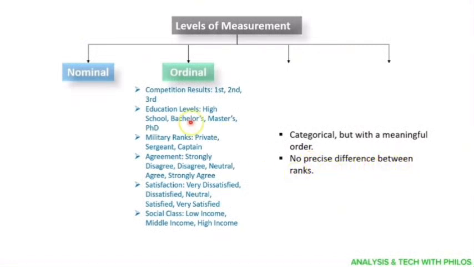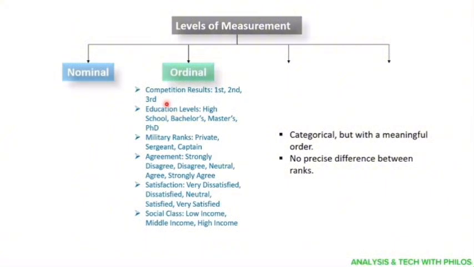Another characteristic is that there is no precise difference between the ranks. What do I mean by that? Let's say I'm ranking my students according to first, second, third in my class. Now, the person who had the first position, let's assume his average score is 91. And the one who had the second position, let's assume he got 89. And the one who had the third position, let's assume he got 80.